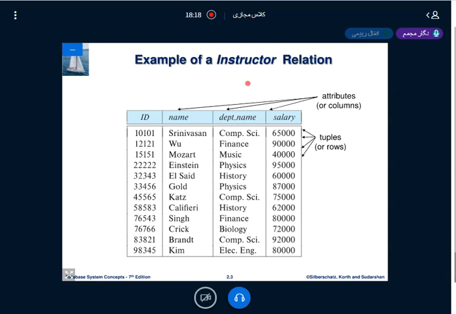For example, here we have the instructor relation, or teacher relation, and in this relation we have some attributes. For example, ID, name, dept name, and salary. These are the attributes or columns. We have columns, and we call them attributes. And we have some rows, and we call them tuples or rows.